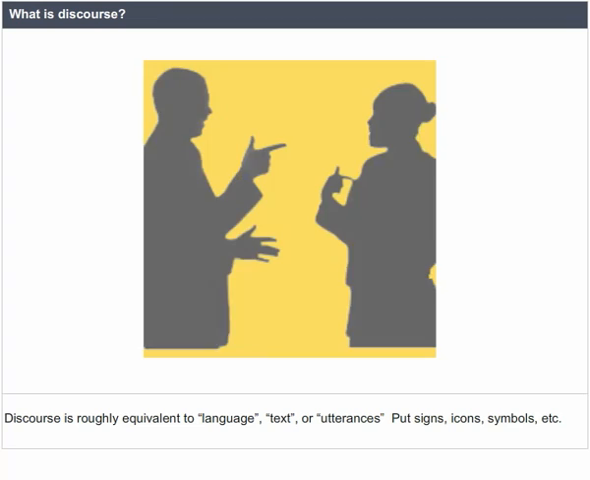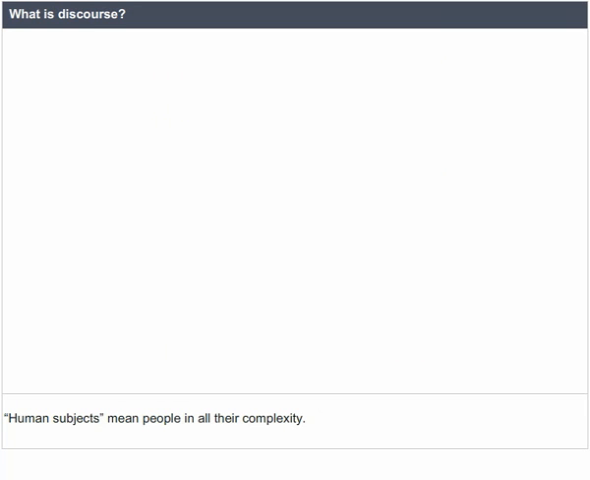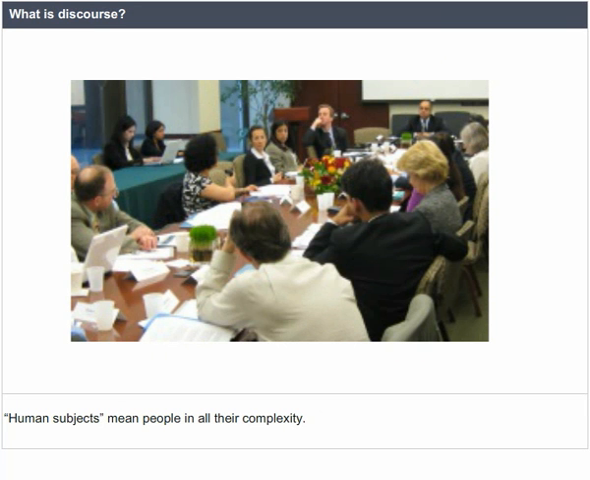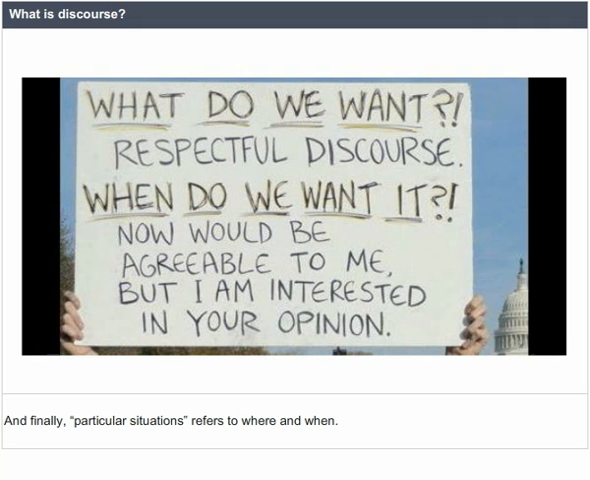What is discourse? Discourse is roughly equivalent to language, text or utterances. It also includes signs, icons, symbols, etc. Human subjects means people in all their complexity, identified with groups or communities based on their affiliations and their differences. And finally, particular situations refers to where and when.